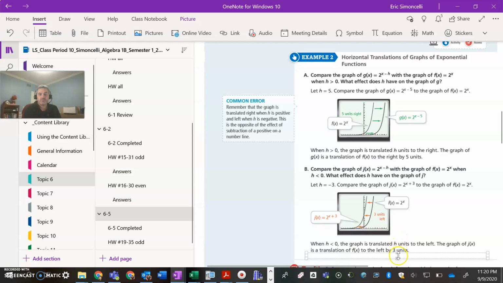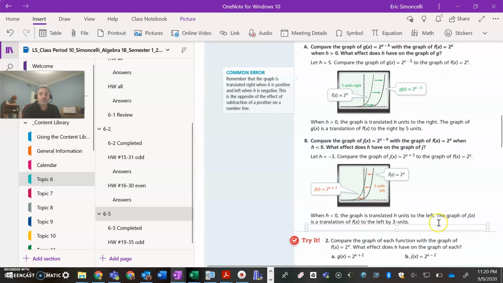And that's described just below here. When h is less than 0, the graph is translated h units to the left. The graph of j of x is a translation of f of x to the left by 3. Okay.